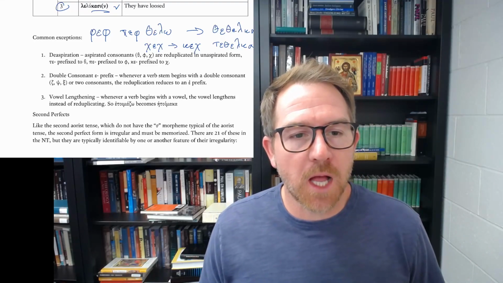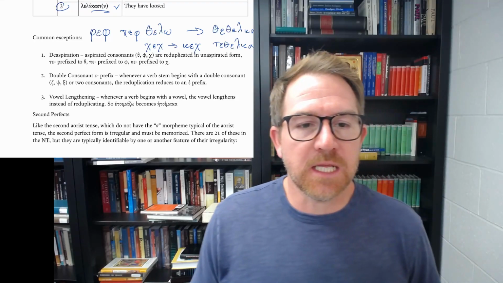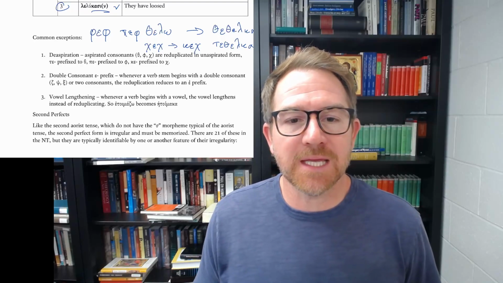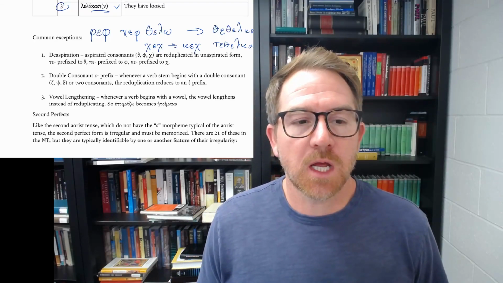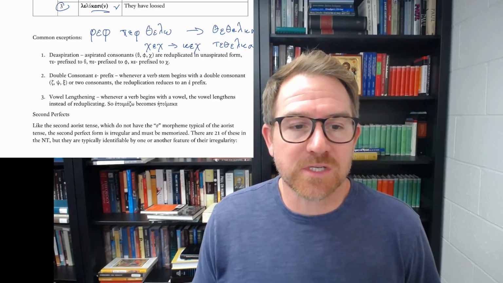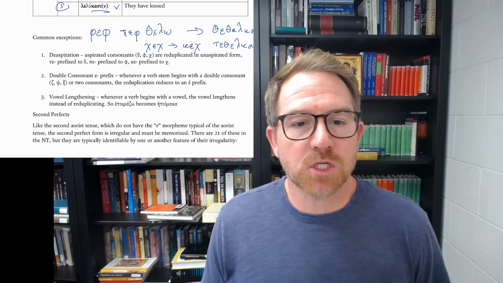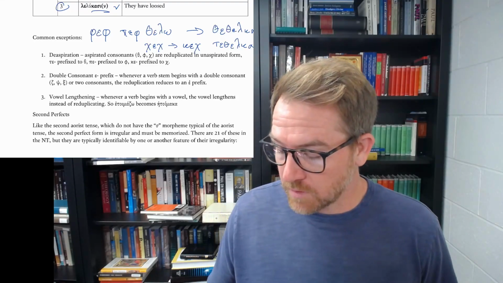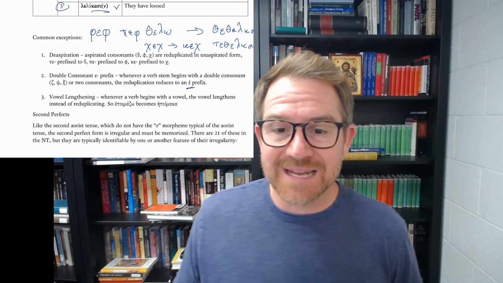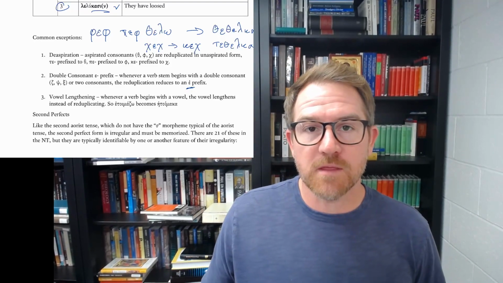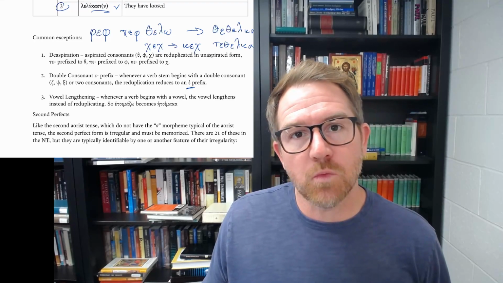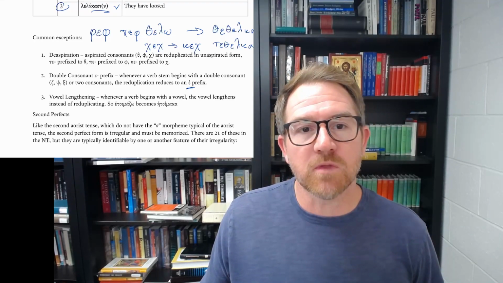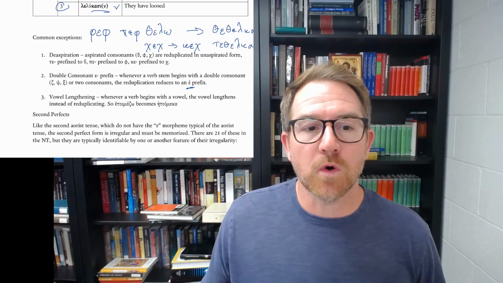There are also double consonants. Whenever a verb stem begins with a double consonant, zeta, psi, xi, these are consonants that have an S and another sound built into them, the reduplication shifts to an epsilon prefix. So even though you expect to see the epsilon prefix on the imperfect and the aorist, you can also see it on the perfect tense with these verbs that begin with a zeta, a psi, or a xi.